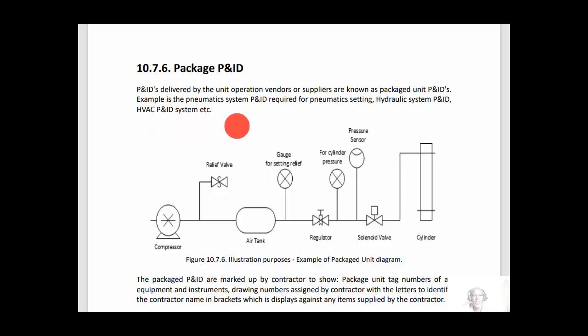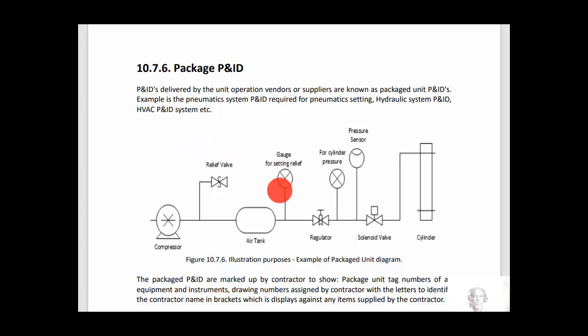P&ID delivered by a unit operation vendors or supplier are known as package unit P&ID. Example is the pneumatic system P&ID required for pneumatic setting, hydraulic system P&ID, HVAC P&ID system, and so on.